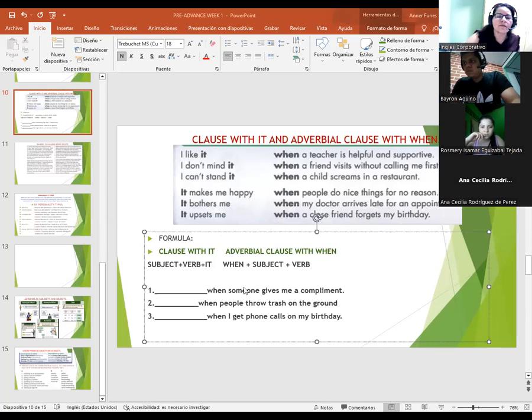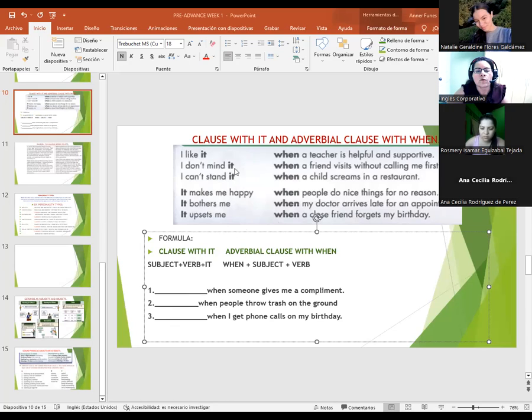Now, here we have some examples. In number one, when someone gives me a compliment. Please raise your hand if you want to participate. Now, in number one, which clause with it can we choose for this sentence? You can use this: I like it when someone gives me a compliment.